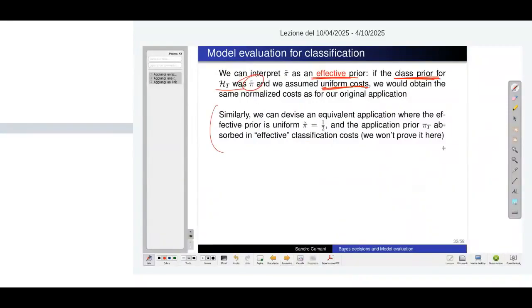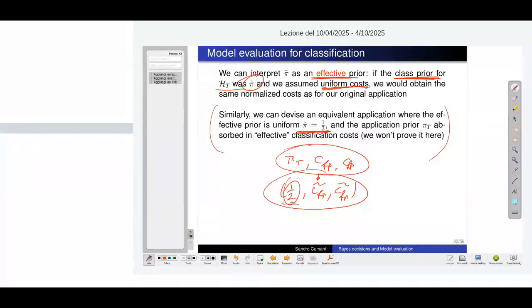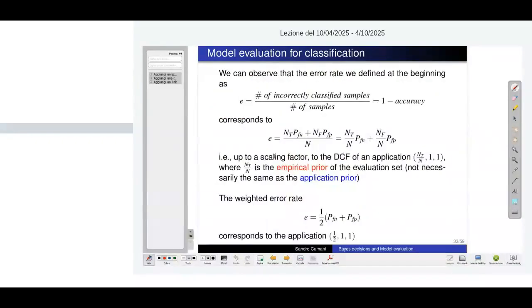Now, if you want, you can do the opposite also. You can take one application which has a non-uniform prior, and you can transform it into an application which has different costs and prior 1/2. So if you want, you can always parameterize an application as an application which has the same prior for both classes, but the cost of errors will change to reflect the fact that the priors are different. But we will not use this, so we will not need this.